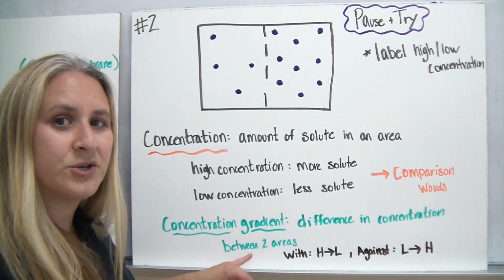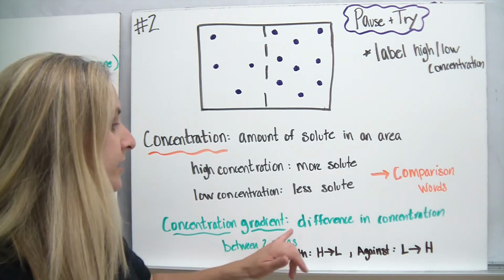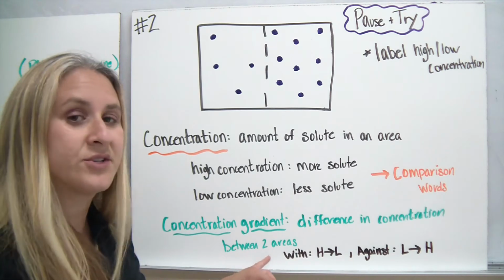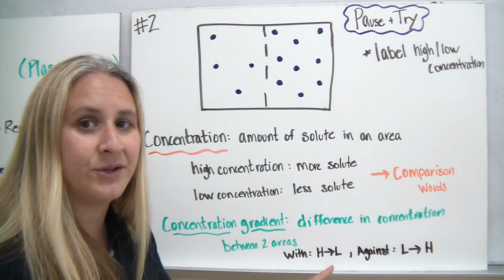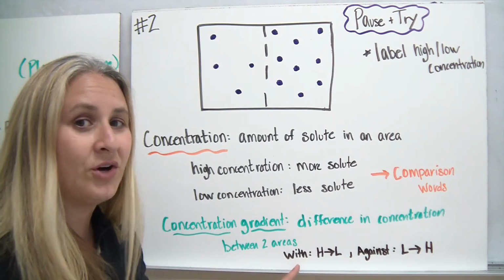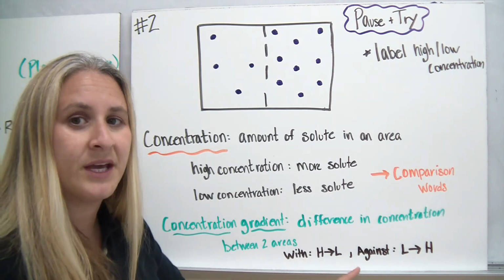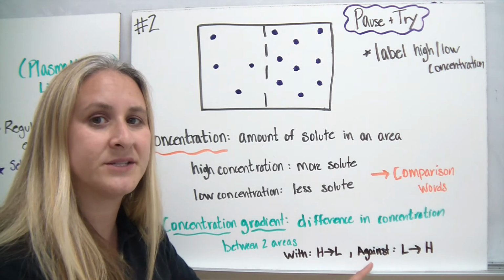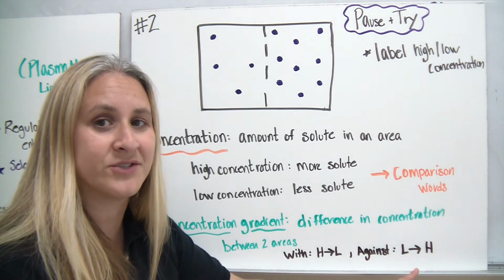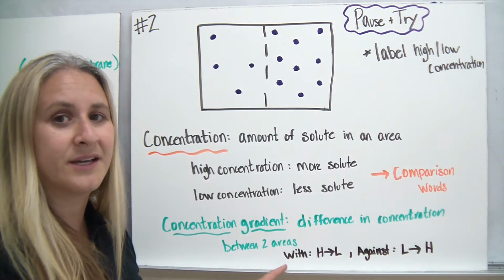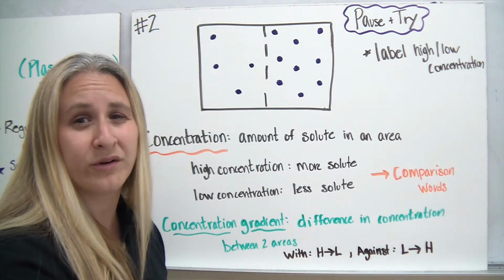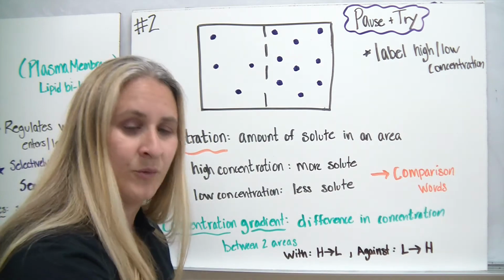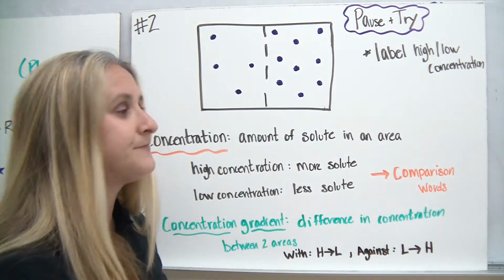In that case, sometimes we talk about a concentration gradient, which is really just the difference in concentration between two areas. So we may go from high to low concentration. That would be called with the gradient. And against the gradient would be considered going from low to high concentration. Sometimes I like to think of going with the gradient, high to low, almost like a waterfall, going across and down the waterfall from high to low.